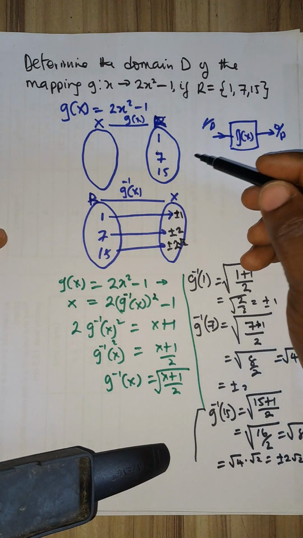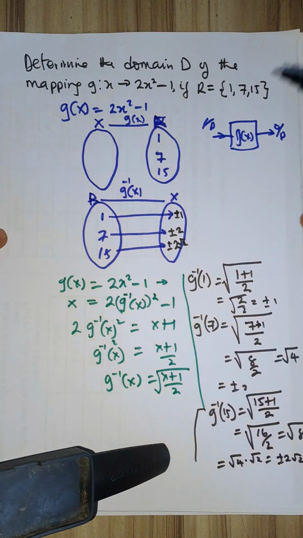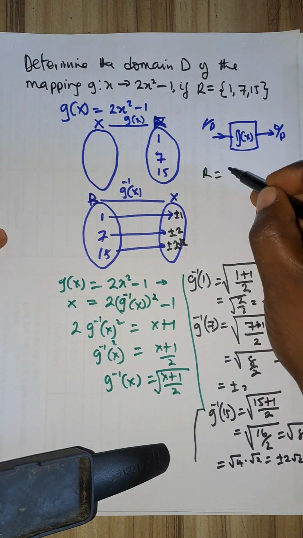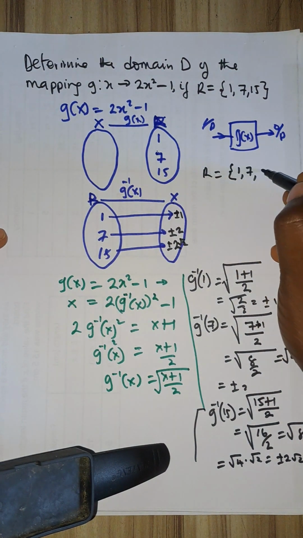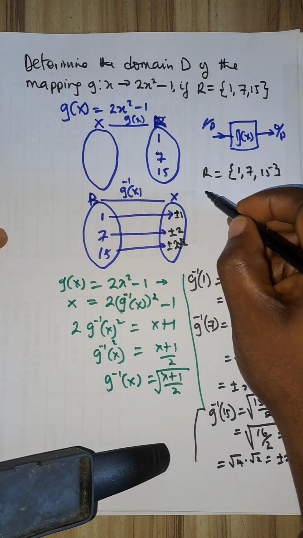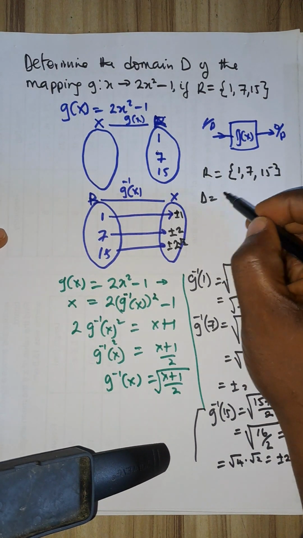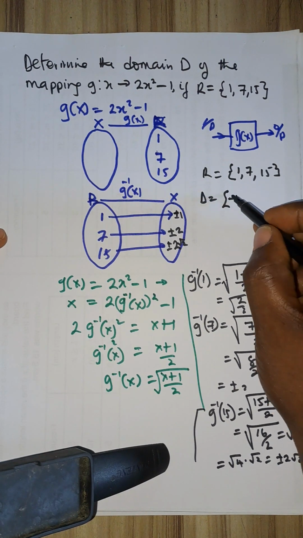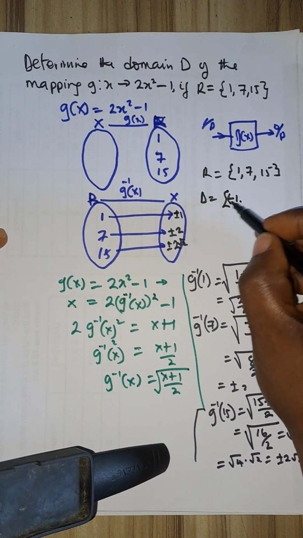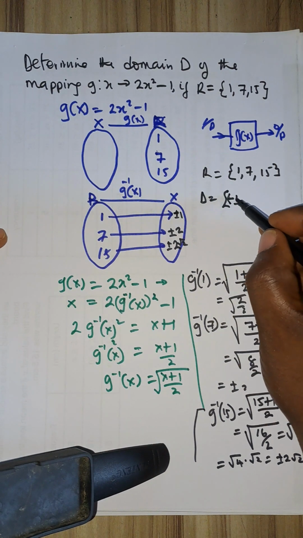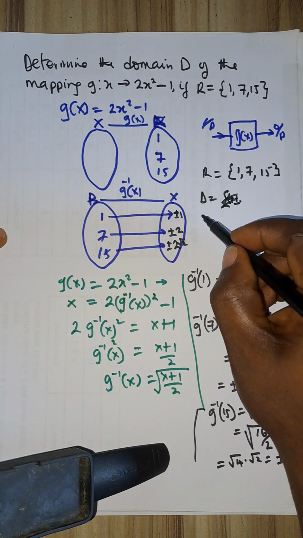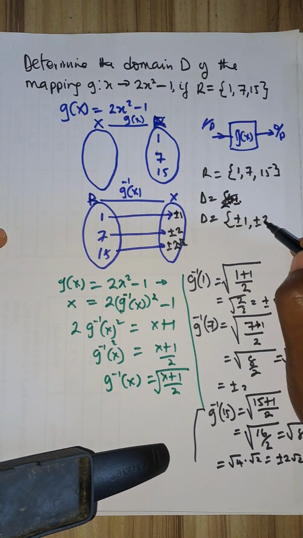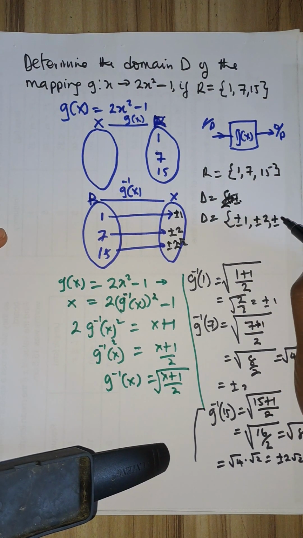Okay, so the range R is 1, 7, 15. The domain is plus or minus 1, plus or minus 2, and plus or minus 2 root 2.